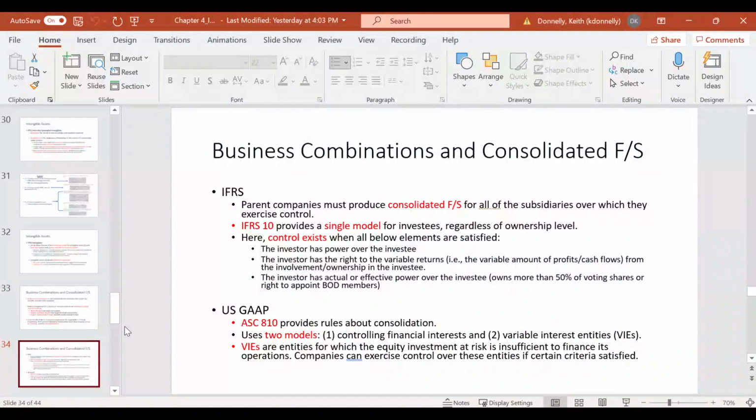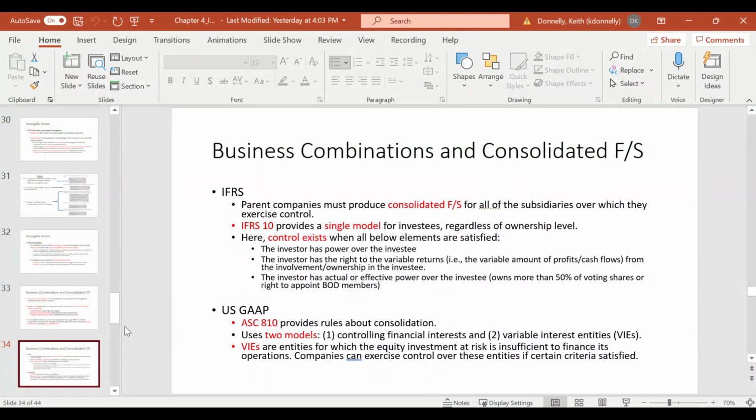Now, IFRS 10 is going to provide a single model for investees, regardless of ownership level. And when we define control, it's going to exist when we have three different elements that are satisfied. The investor has power over the investee, the investor has the right to variable returns, and the investor has actual or effective power over the investee.